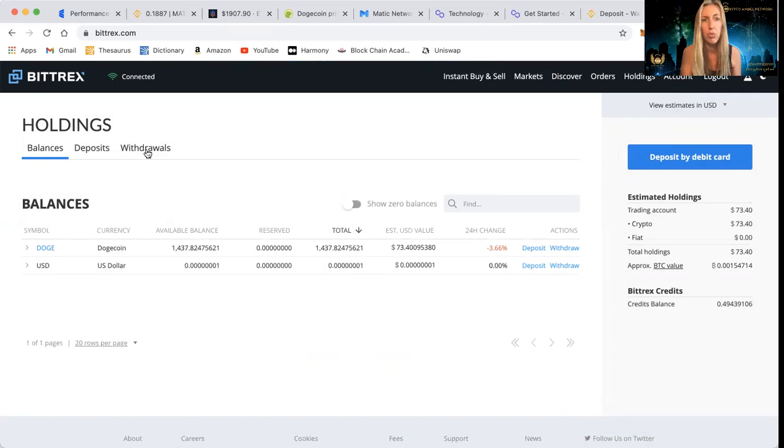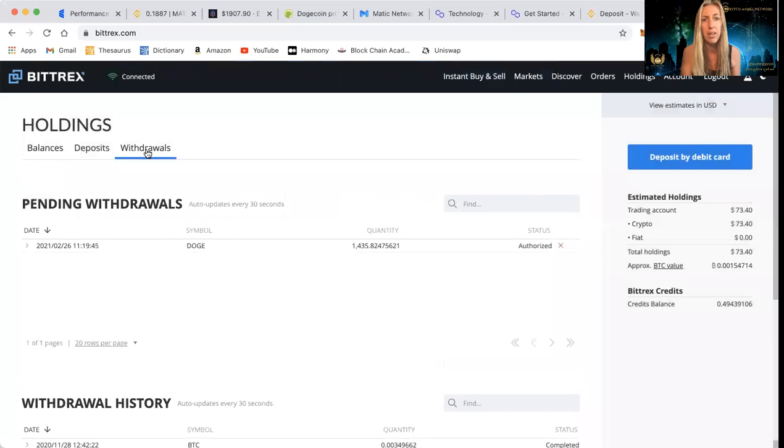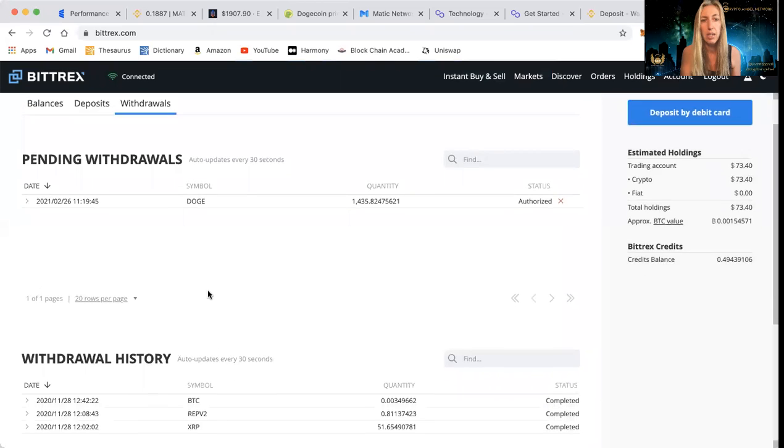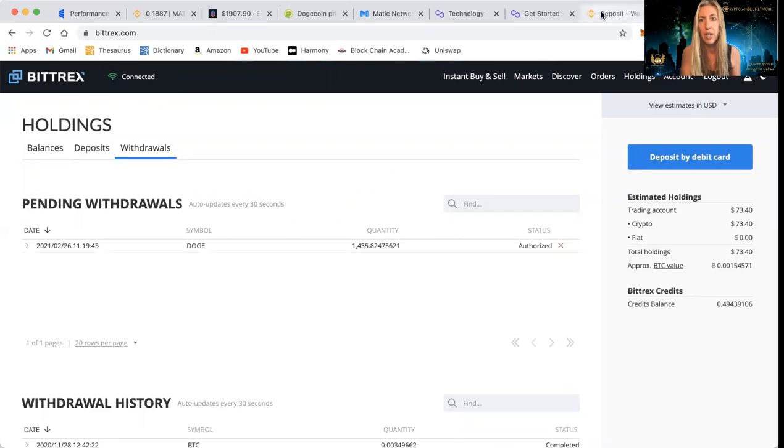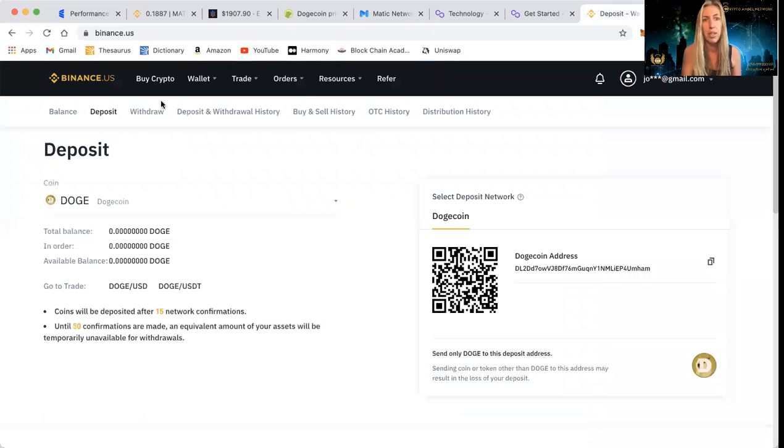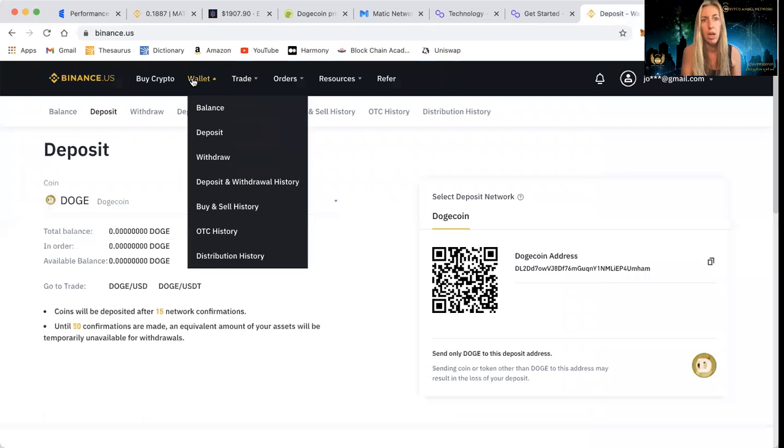Maybe let's go to withdrawals. Let's click on that. Pending withdrawals. It says it's authorized. And now I'm going to hop over, because there have to be a certain amount of confirmations from the network. So let me go to my wallet, deposit and withdrawal history. Let's see.